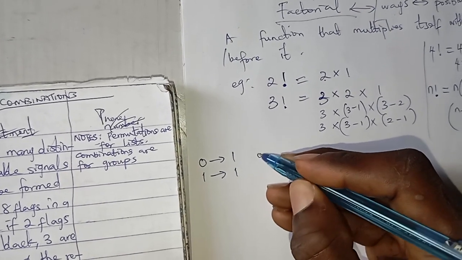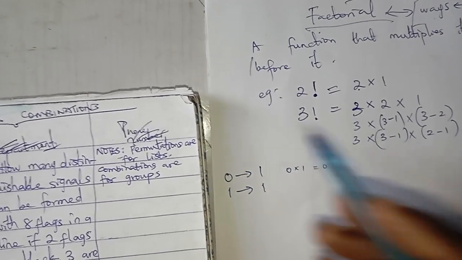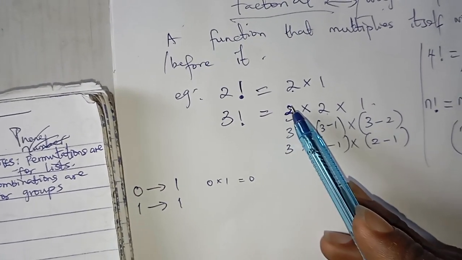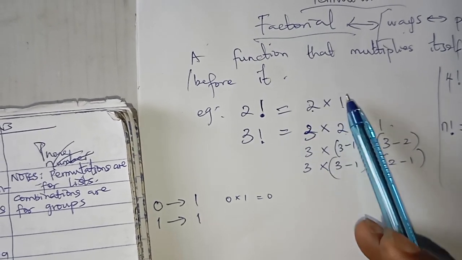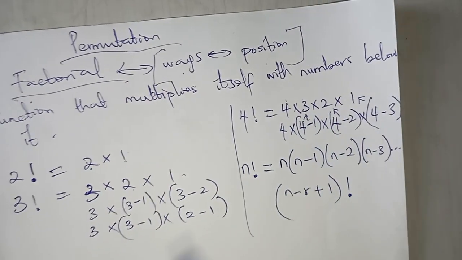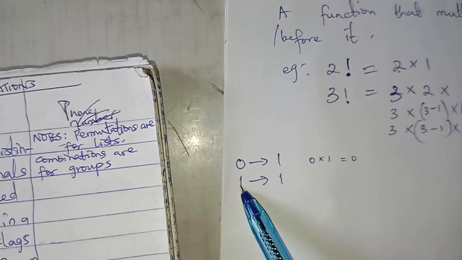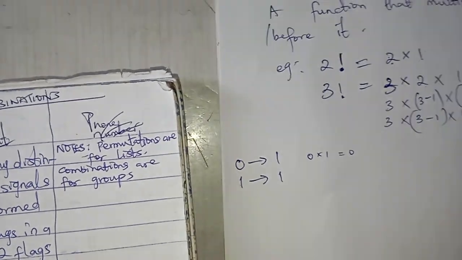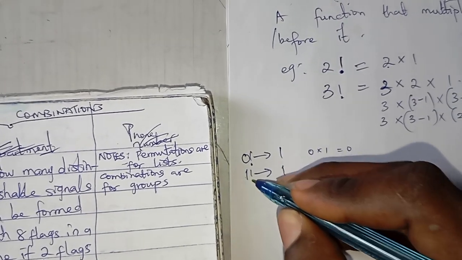Even if I put 0 times 1, you see that it will be 0. Just like when I say 3 factorial, inside 3 I have 3, 2, 1. If you count these, this is position 1, position 2, position 3. Inside 2 I have 2, 1: position 1, position 2. Inside 4 I have 4, 3, 2, 1: position 1, position 2, position 3, position 4. The same thing for 0: 0 has just 1 position. 1, the same thing. Inside 1 I don't have 0. 1 is 1 on its own. That is why we say that 0 factorial is 1 and 1 factorial is 1.